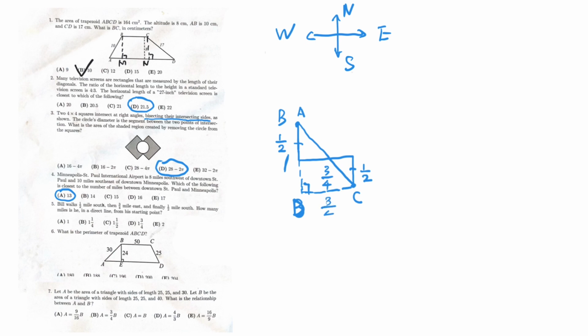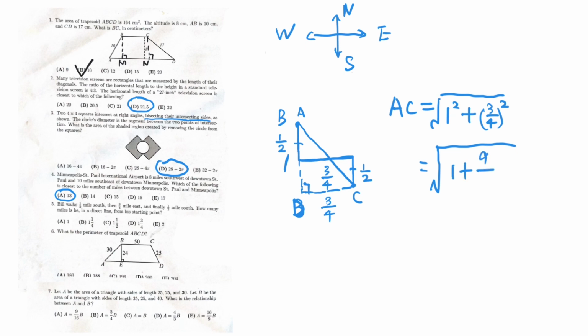BC is 3/4. This is equal to the line he walked to the east. So now AC is easy. We use the Pythagorean theorem. AC, that's the hypotenuse, equals the square root of 1 squared plus 3/4 squared. That is the square root of 1 plus 9/16, that's 25/16. So the square root is 5/4. So 5/4 is 1 and a quarter. So the answer is B.